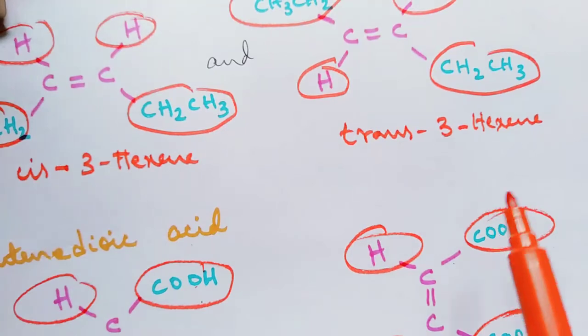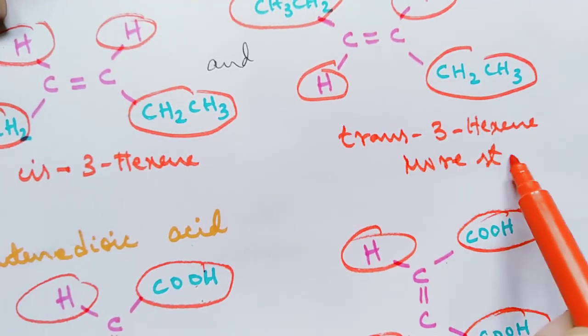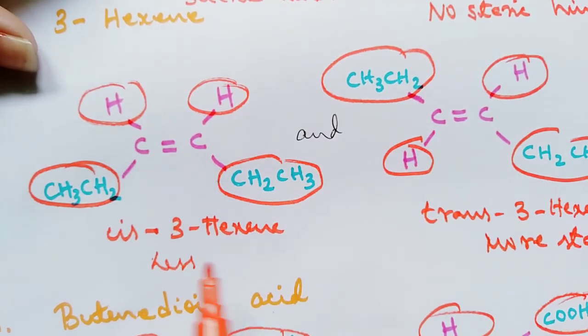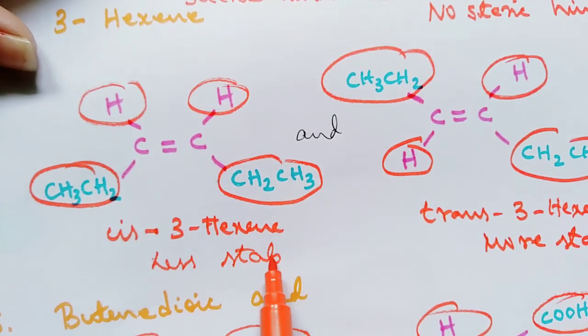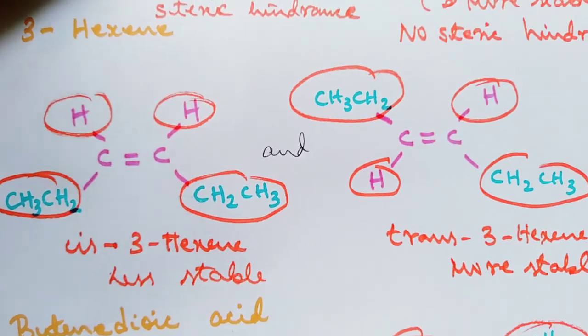In the same way, this one is more stable. The trans is more stable than the cis-3-hexene. Like that, okay? So this is all about geometrical isomerism.